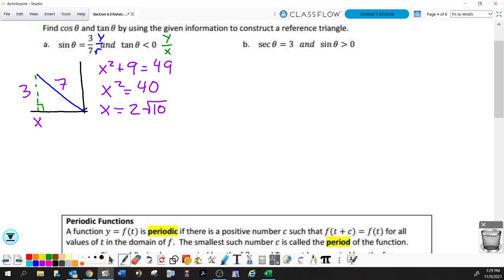So is x 2 root 10? No, what is it? Negative 2 root 10. All right. Because we're in quadrant 2, you cannot say x is 2 root 10. You must use the negative value, like that. If we were in quadrant 1, obviously, yeah, it would have been 2 root 10, not negative. Cool. We have our x, we have our y, we have our r. We can evaluate cosine and tangent now. Cosine of theta, which is x over r, is going to be negative 2 root 10 over 7.